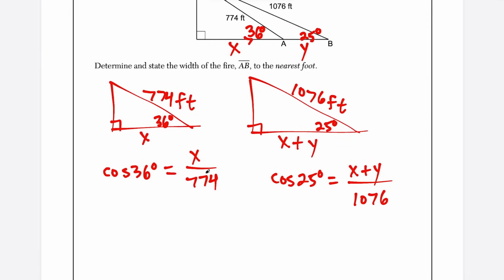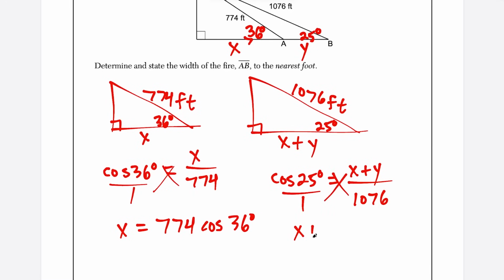So from here, what I'm going to do is I'm going to solve for x, and I'm going to solve for x plus y. So I'm just going to put these over 1 and cross multiply. So x times 1 is x, and that's going to equal 774 times cosine of 36 degrees. And then I cross multiply here, and this gives us x plus y is equal to 1076 times cosine of 25 degrees. And then our goal is ultimately to find the length of AB. So I'm going to solve for y. So for this one, I'm going to do minus x on both sides. So I'm going to go minus x.